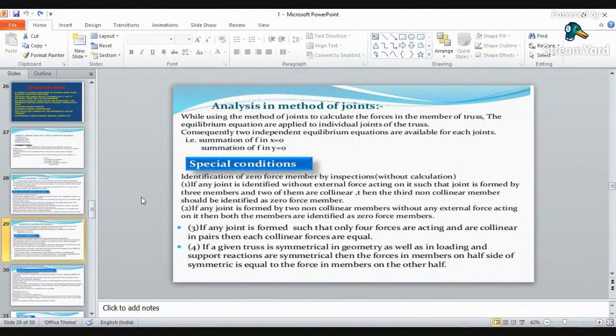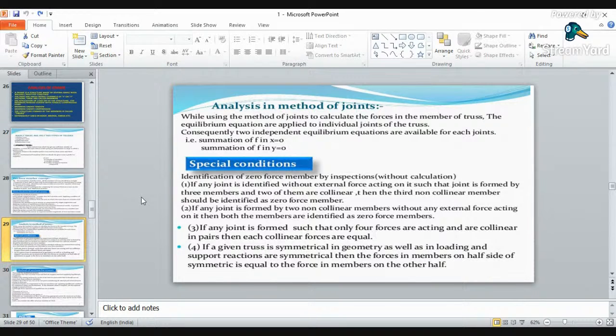Okay, just read this out. While using the method of joints to calculate the forces in the members of a truss, the equilibrium equations are applied to the individual joints of the truss. Consequently, two independent equilibrium equations are available. That is, summation of forces in the x direction equals 0 and summation of forces in the y direction equals 0.